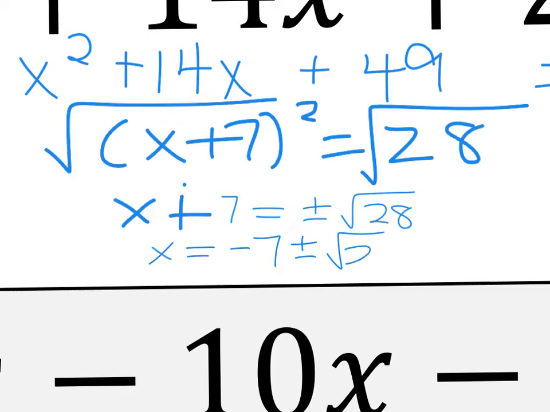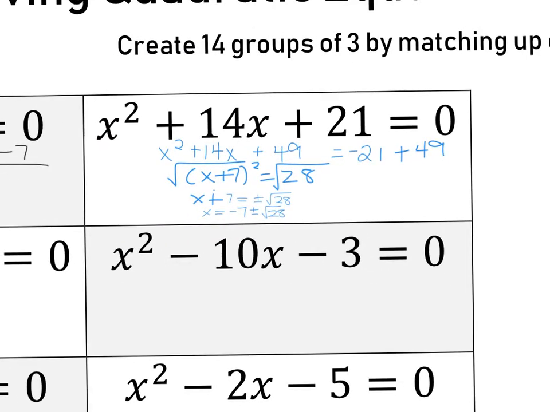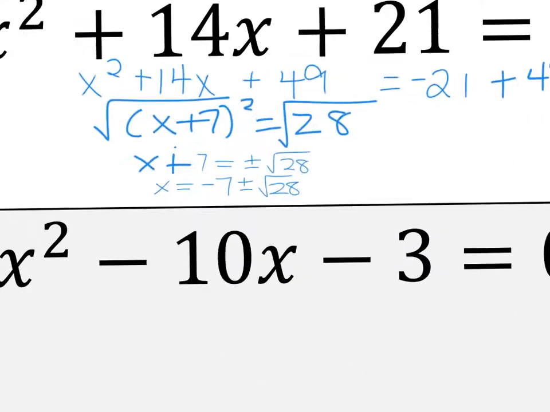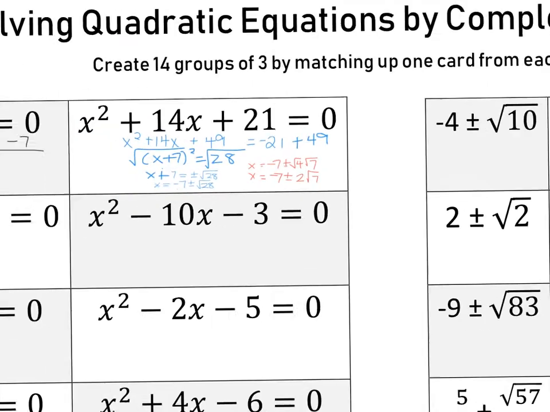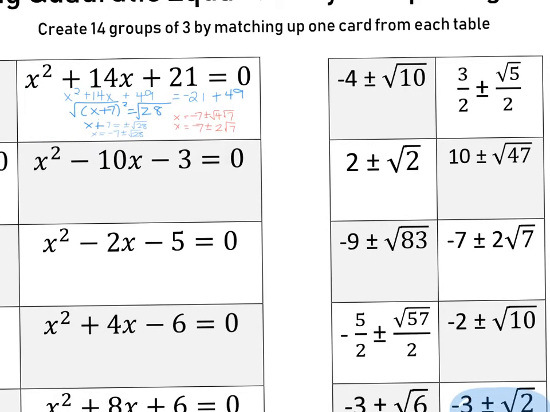But the problem here is some of you were saying that you couldn't find this answer, and that's because we have to break down the 28. So I'm going to break down the 28. I'm going to use a perfect square. So the biggest perfect square that goes into 28 is 4 and 7. And then the 4 is going to become a 2 when I take the square root. And I think that answer is over on the right. Negative 7 plus or minus. There it is right there. Okay, I'm going to keep going.